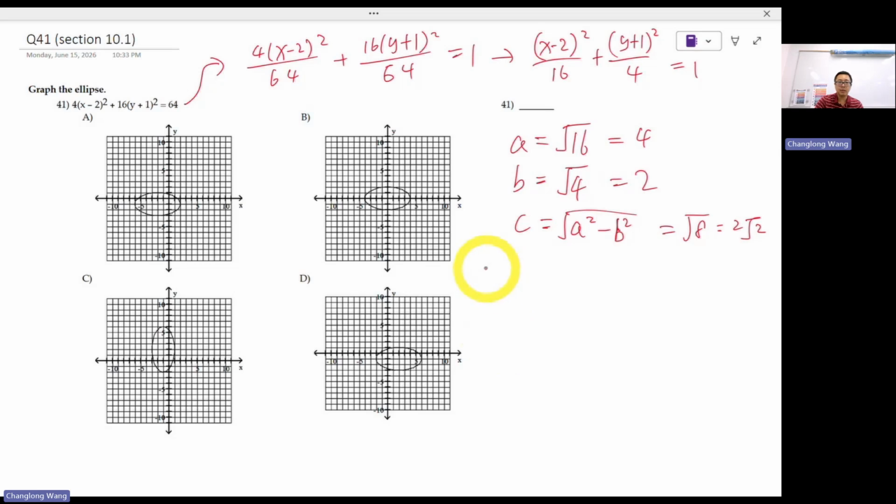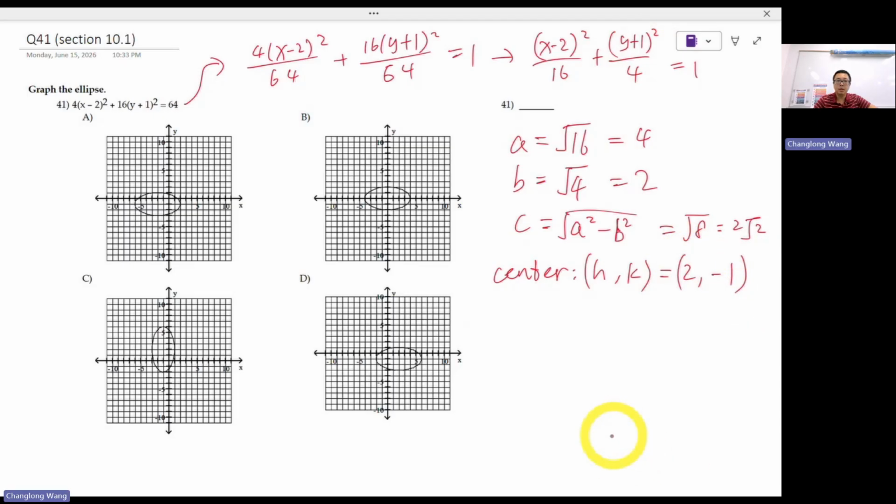So now what do we need? Center, right? Center, because it's a shifted ellipse. The center is located at (h, k). So h and k are the numbers that you subtract from x and y. That means h is 2, but k is not 1, but negative 1.